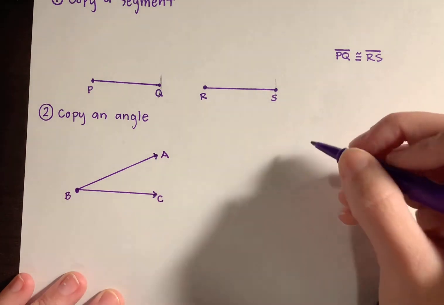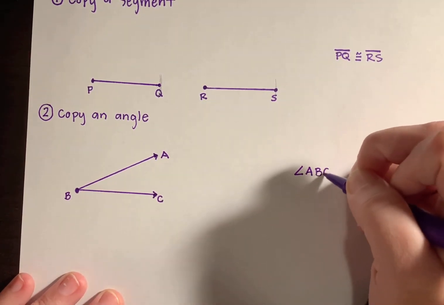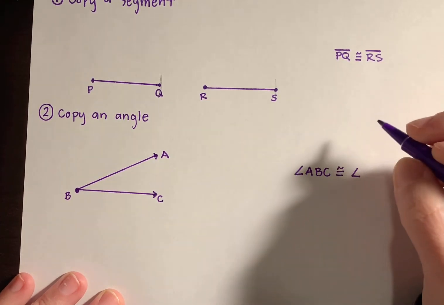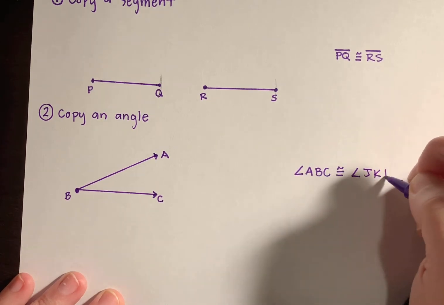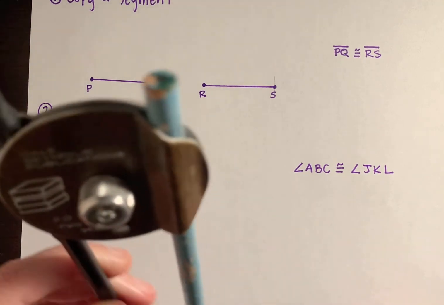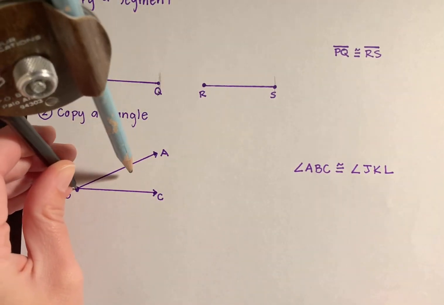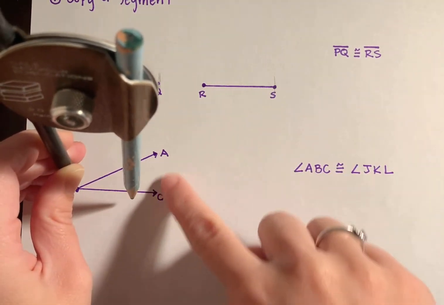So what I'm going to do, my directions are going to be, I want angle ABC to be congruent to angle, well, let's do JKL. So I want to copy this angle. First thing I want to do is use my compass, put the point on the angle itself, so B is the angle. Make sure that it is shorter than both the endpoints of A and C.